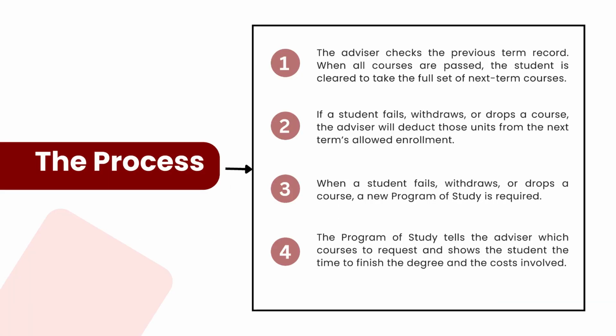How does academic advising with your POS work during enrollment? Step 1. Your advisor checks your grades from the previous term. If you passed everything, you're cleared to take the regular full load. Steps 2 and 3. If you failed, dropped, or withdrew from a course, you're allowed unit load changes, and an updated POS must be generated. Step 4. This new POS guides your advisor on which subjects to approve and gives you a clear picture of your new timeline and expected costs.